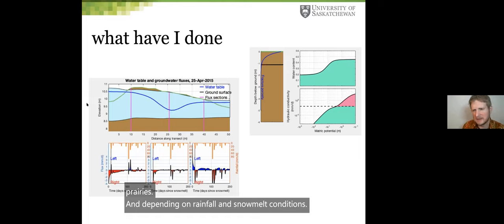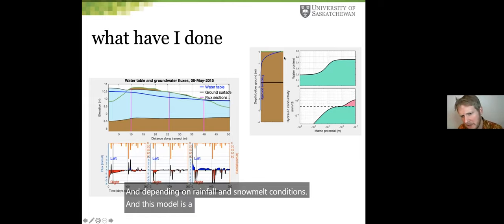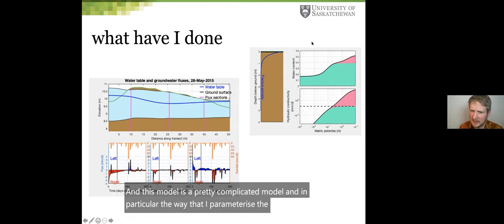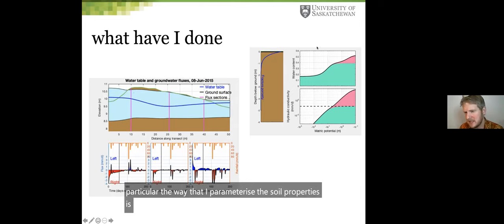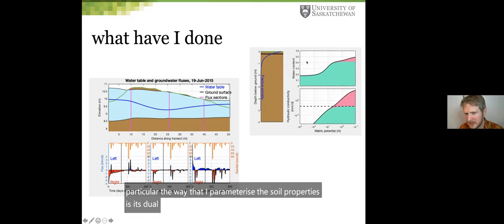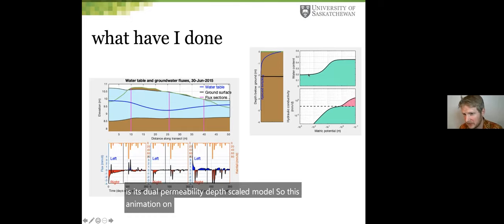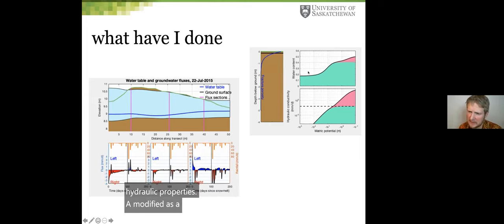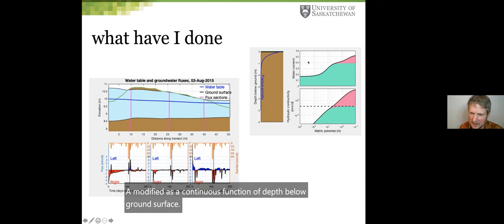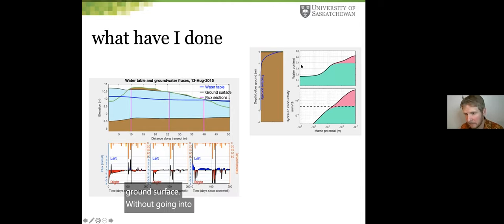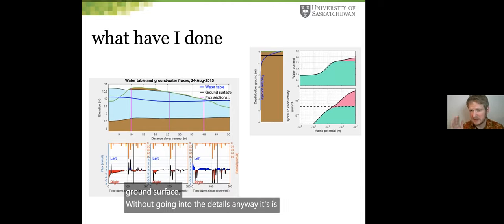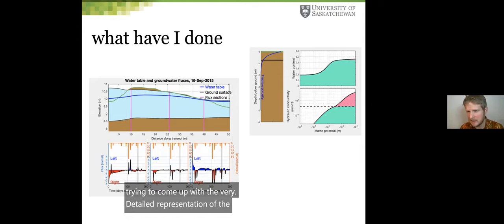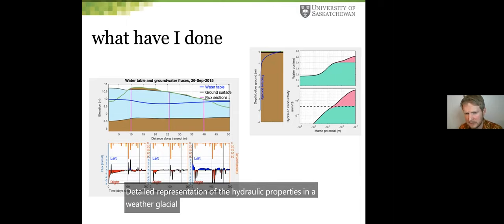This model is a pretty complicated model. In particular, the way that I parameterize the soil properties is it's a dual permeability depth scaled model. So this animation on the right tries to show how the hydraulic properties are modified as a continuous function of depth below ground surface. And without going into the details, it's basically trying to come up with a very detailed representation of the hydraulic properties in a weathered glacial till profile.